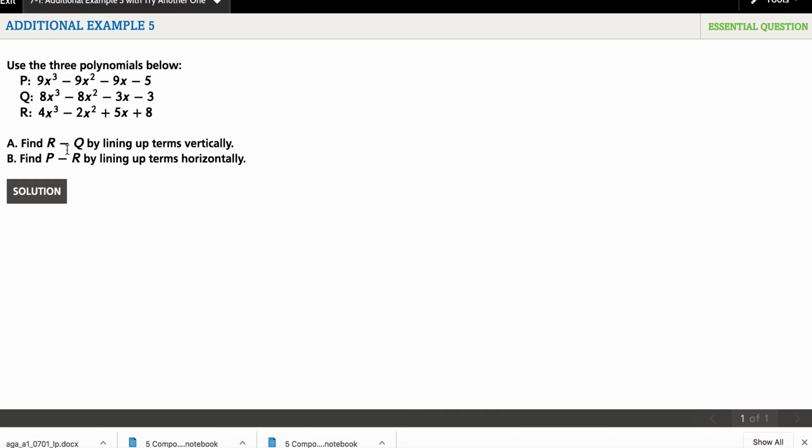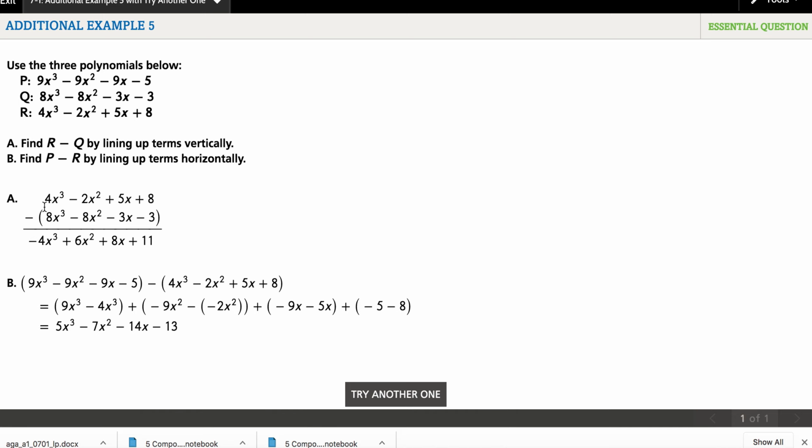A. Find R minus Q by lining up terms vertically. This is a specific question, so we are subtracting R minus Q and solving by the first method, lining up vertically. Question B, find P minus R, so P is this expression, minus R, by lining up terms horizontally. Let's take a look now. We have two methods to solve both of these.